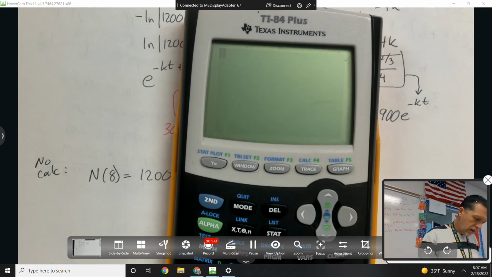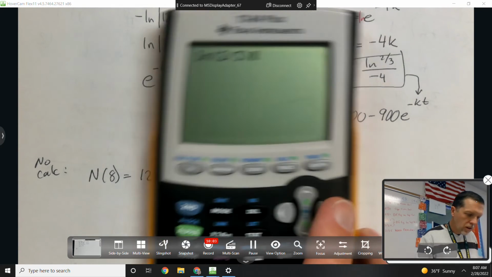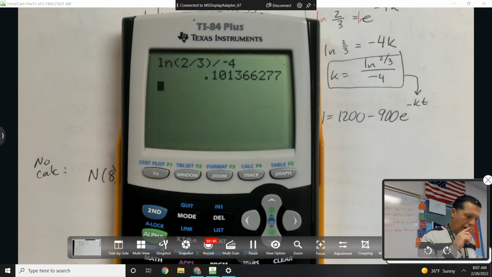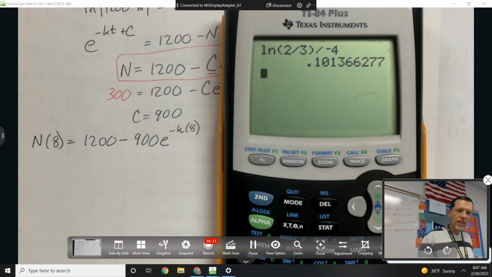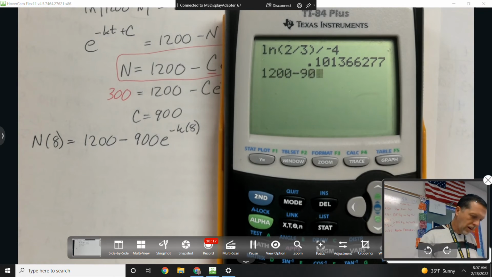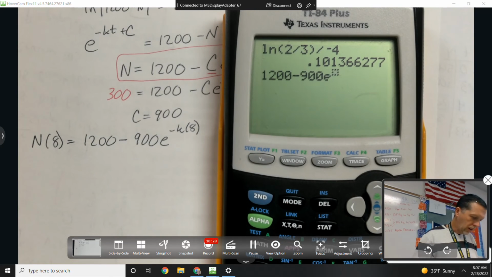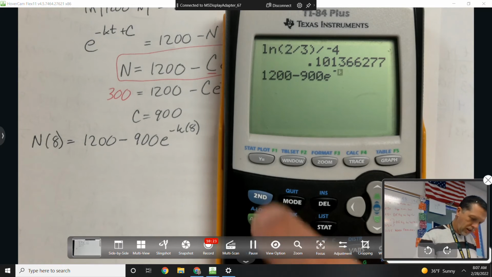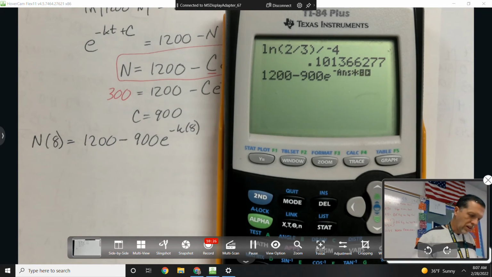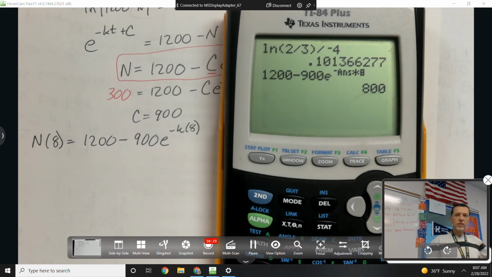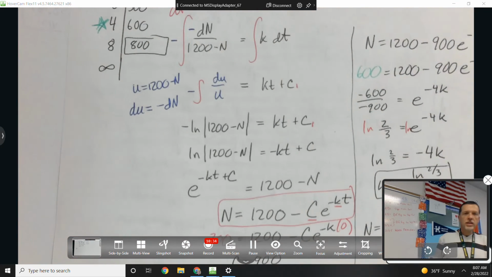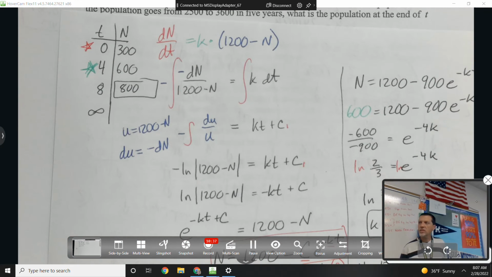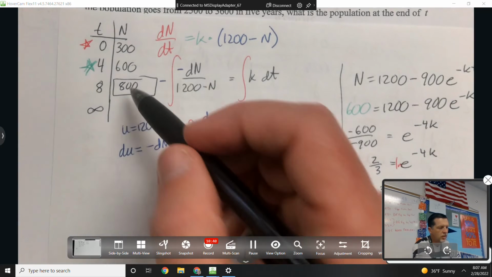So natural log of 2/3 divided by -4. That's K. I'm not even going to save it as K because I'm just using it once, I think. 1200 minus 900 e to the negative answer times 8. 800 bears. That seems reasonable based on what's going on. We're increasing our number of bears.